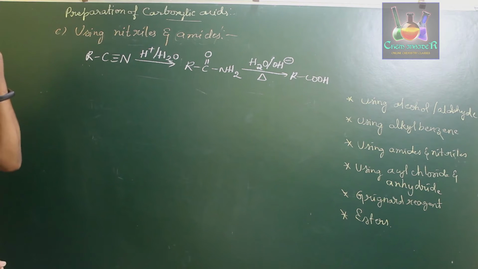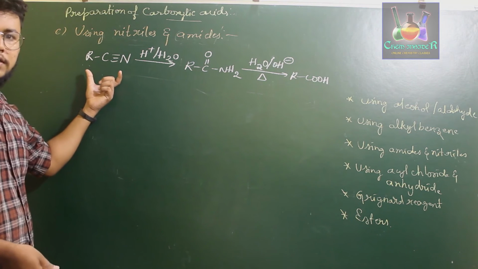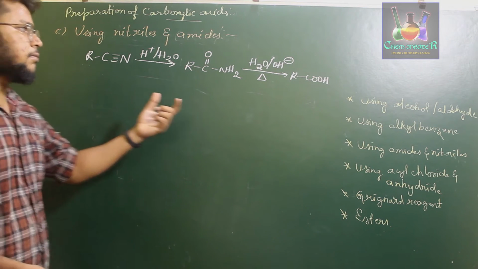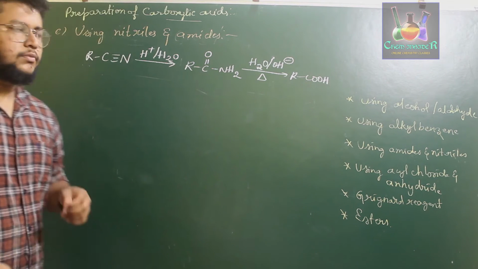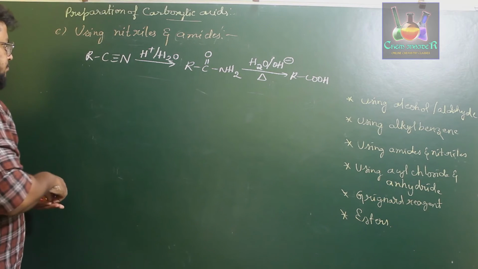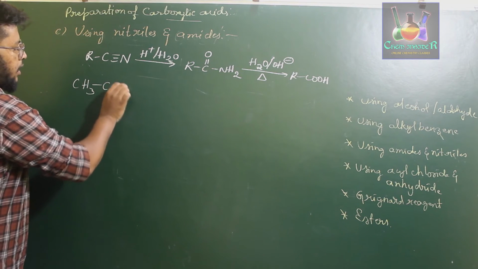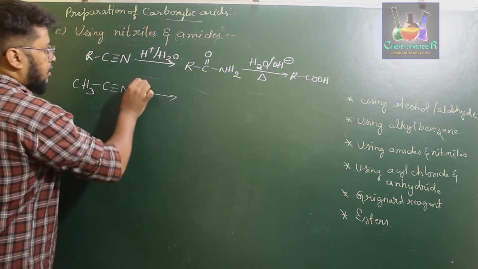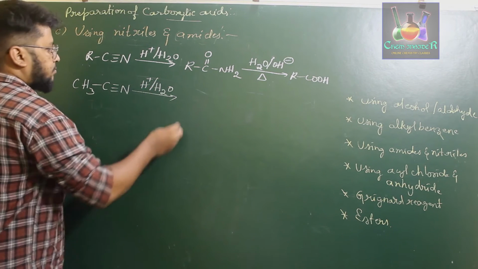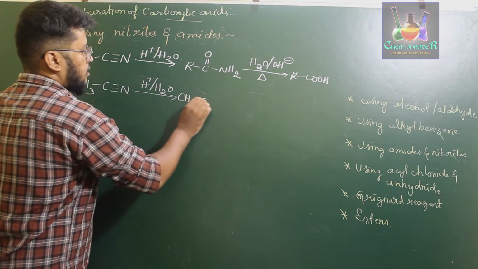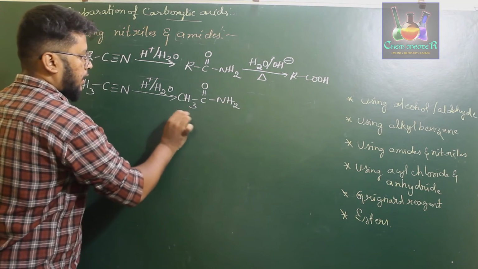So remember, first we need to provide the acidic condition for oxidation of the RCN bond, and then we have to provide the basic condition for hydrolysis to form the carboxylic acid. For example, let us say CH3 C triple bond N is treated with H plus H2O. It forms CH3 C double bond O NH2. So this is ethanamide.